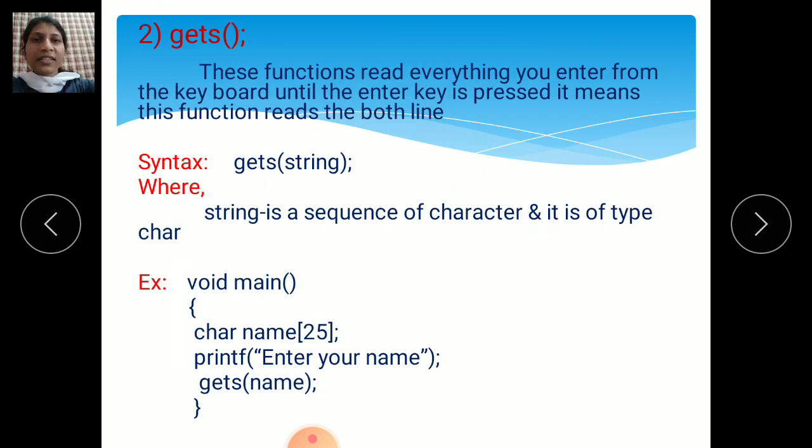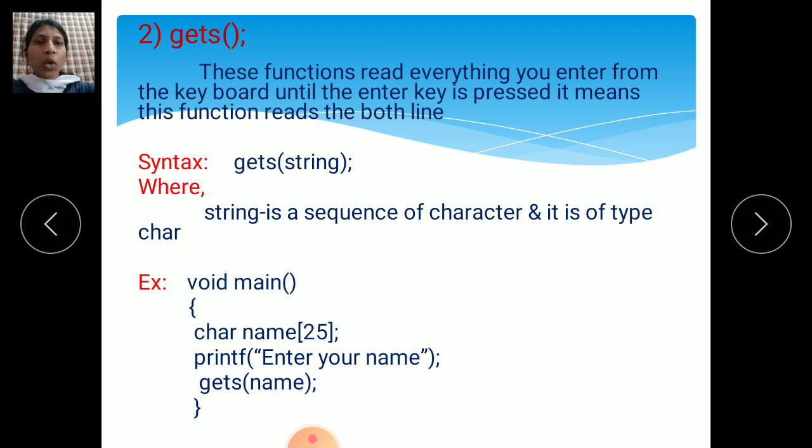Then gets. Gets is an unformatted input function. It reads everything you enter from the keyboard until the enter key is pressed. It means this function reads whole lines. The syntax is gets and string. Whatever string you are using, write it in the brackets. A string is a sequence of characters. What is the definition of a string? A sequence of characters, or a combination of alphabets, is known as a string. A string is of type char.